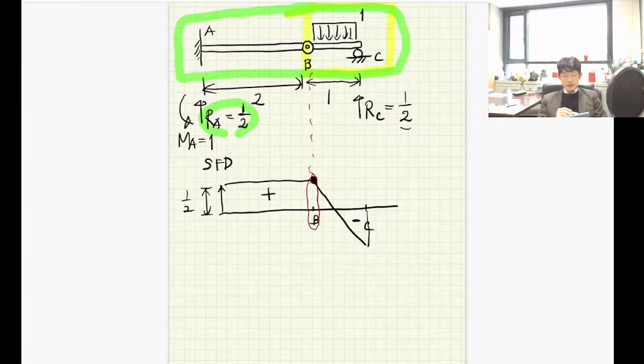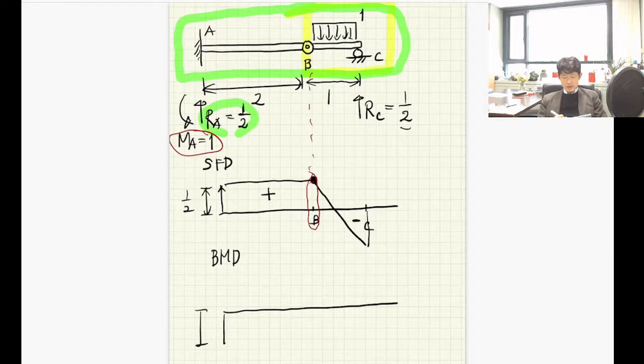Now next step, let's construct the bending moment diagram. We prepare a space for the bending moment diagram. Now we start with MA equal to 1 here. According to the sign convention of bending moment, that produces negative bending moment. It starts with minus. The height is equal to 1, its sign is minus. Now let's check the change of bending moment between point A and point B. It starts from minus 1.